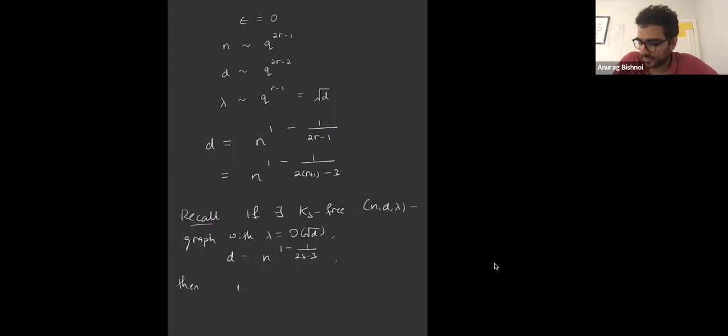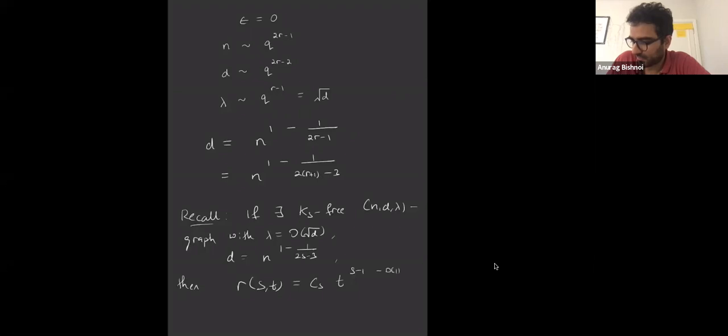Then the Ramsey number is in fact known. This off-diagonal Ramsey number is in fact some constant times t to the s minus 1 minus little o of 1. That's very exciting. And especially when I first saw this thing, I was like, okay, wow, we have really solved this. And then I convinced a couple of other people also that, oh, maybe we have solved this. But of course, we haven't.